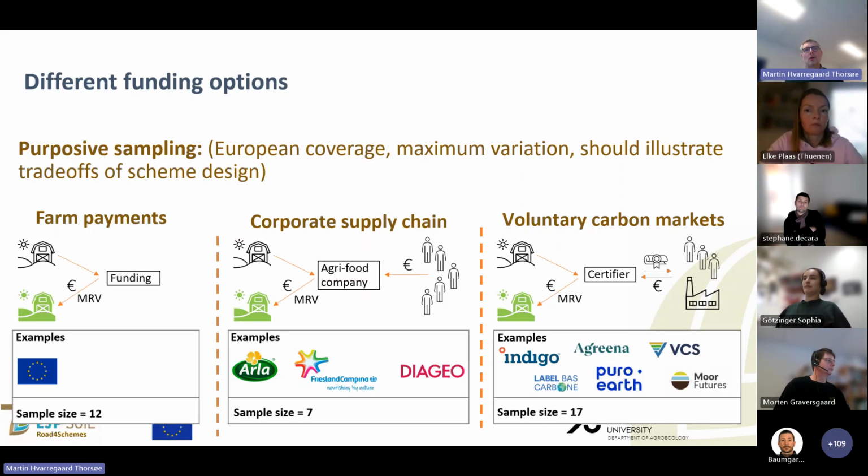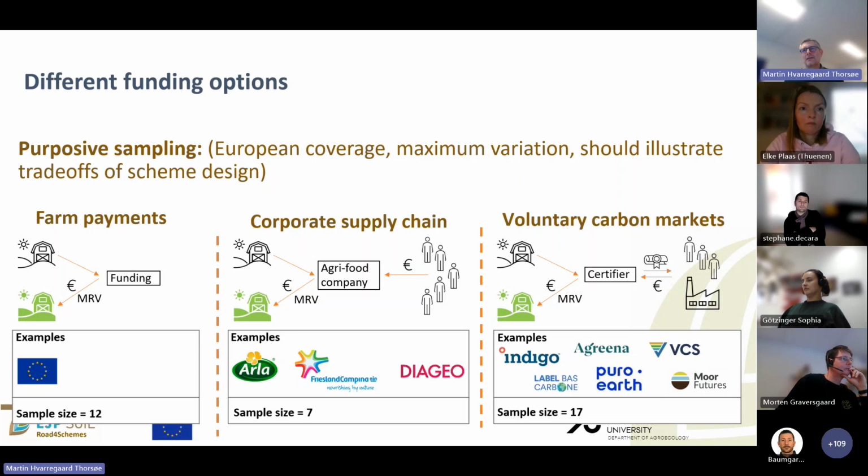We have funding in the corporate supply chains, where typically an agro-food company that embraces carbon farming provides some incentives for their farmers to have a superior performance when it comes to carbon sequestration. And based on that, provide a reward for these farmers that is then used as a basis for claiming a price premium in the food market. And we have seen a lot of these initiatives popping up in recent years.